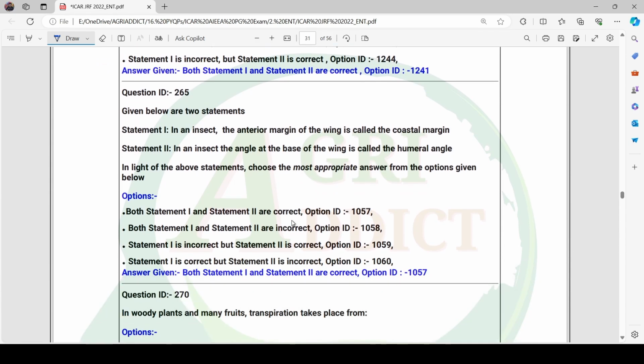Another statement type question: in an insect, the anterior margin of the wing is called the costal margin. Statement 2 is, in an insect, the angle at the base of the wing is called the humeral angle. So the humeral angle is correct. At the base it is the humeral angle, but the anterior margin of the wing is not called the costal margin, it is the apical margin. So here statement 1 is incorrect, but statement 2 is correct.